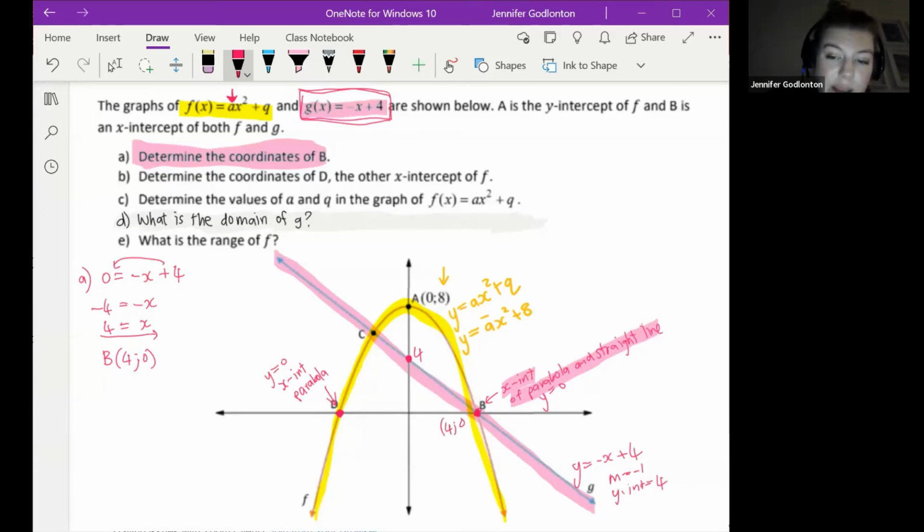4 and 0. Is there anyone who is not understanding how I got that 4 and 0? All right, guys, I'll try and talk through this again.